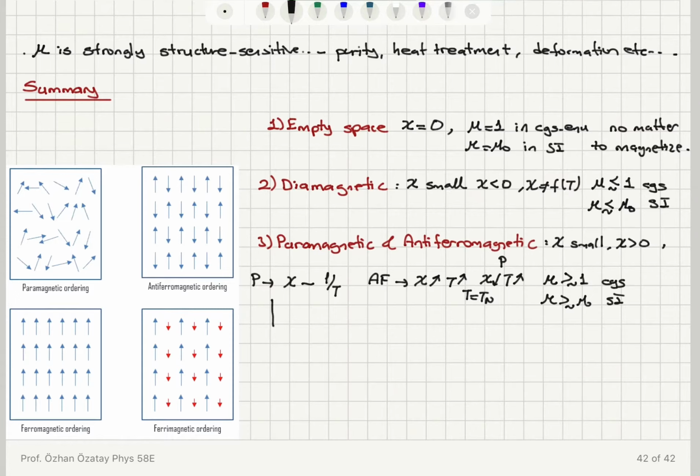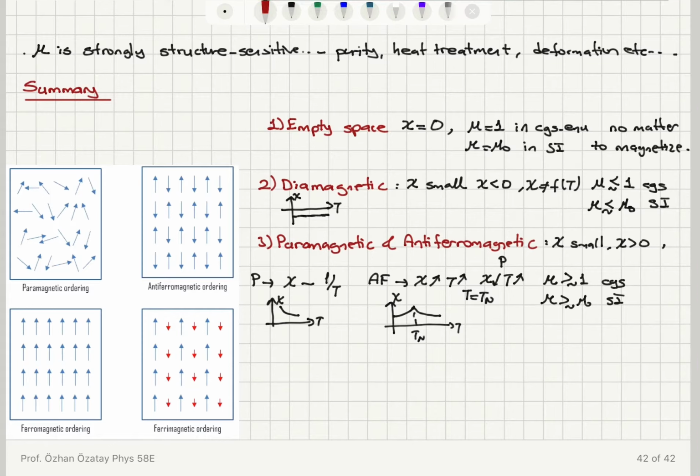So remember, we had this plot, chi versus T. For the antiferromagnet, chi versus T is increasing first until the Néel temperature and then it decreases as 1 over T. For the diamagnet, it is temperature independent and negative.